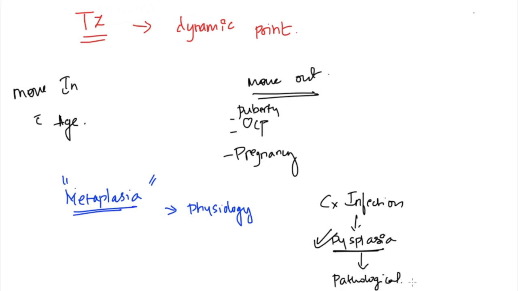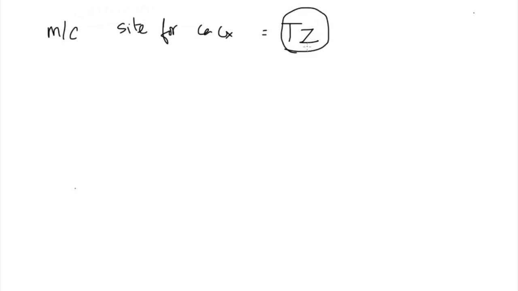Okay, is this clear? So when is it physiological and when will it transform into a pathological state? Okay. So now let us get into some of the most common things that you should know. So what is the most common site for CA cervix? Very clear. But which zone? Where is all the drama happening? It is the transformation zone. So TZ. This is the most common site for carcinoma cervix.